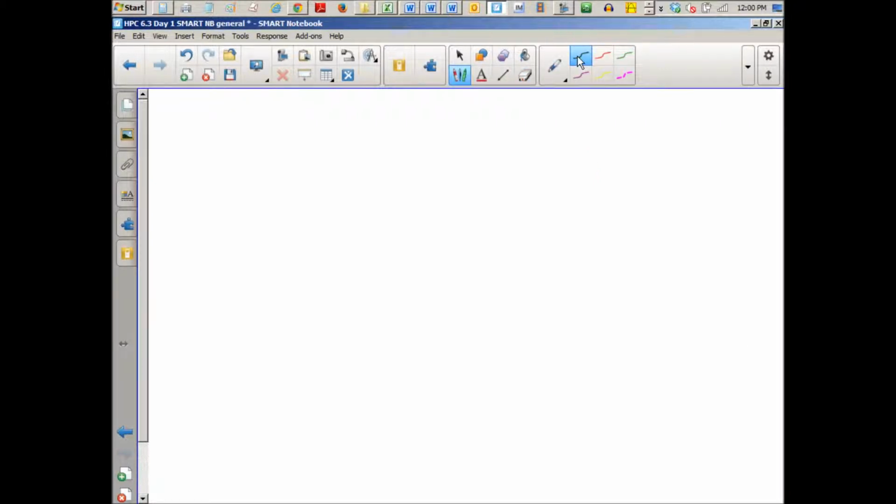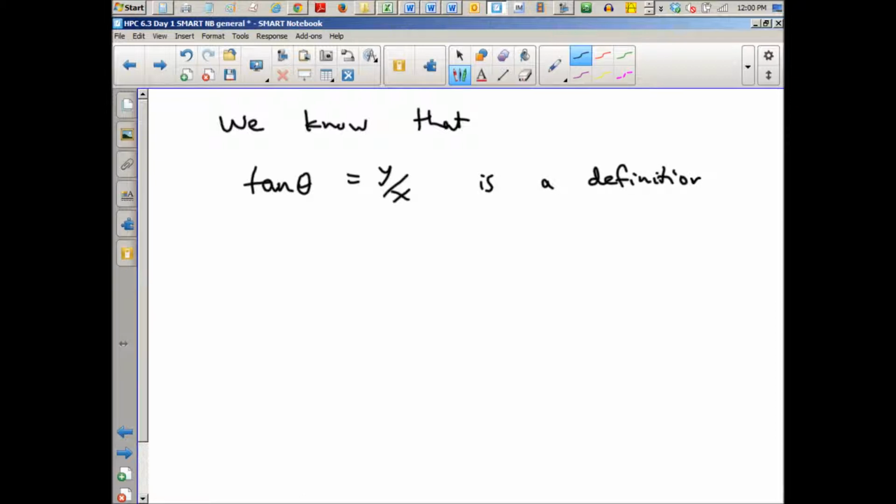Okay, so here's one. We know that tan theta is y over x, a definition. This is not something I made up. Someone made it up years and years ago, and no one's ever changed it. You can't change it. It's just there in the math dictionaries. It's not something you have to prove. So I don't need to prove that. I just grabbed it from the math dictionary.